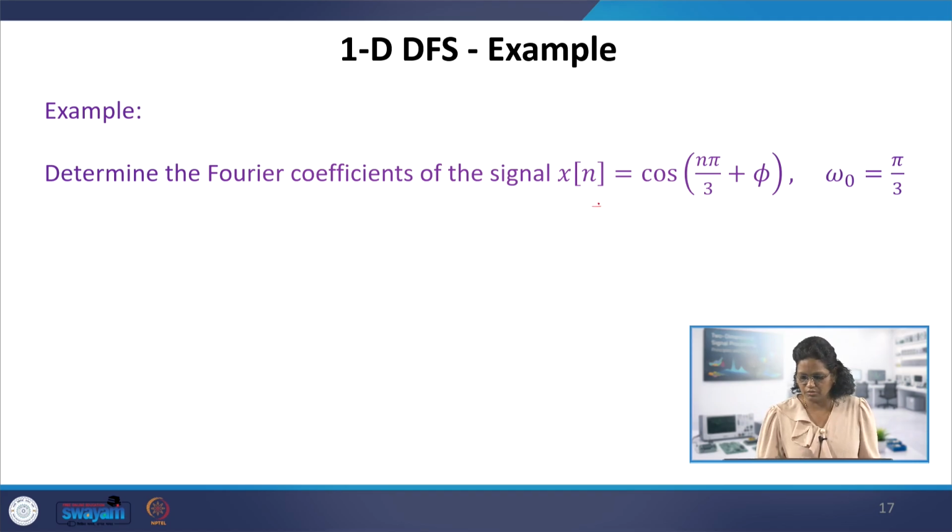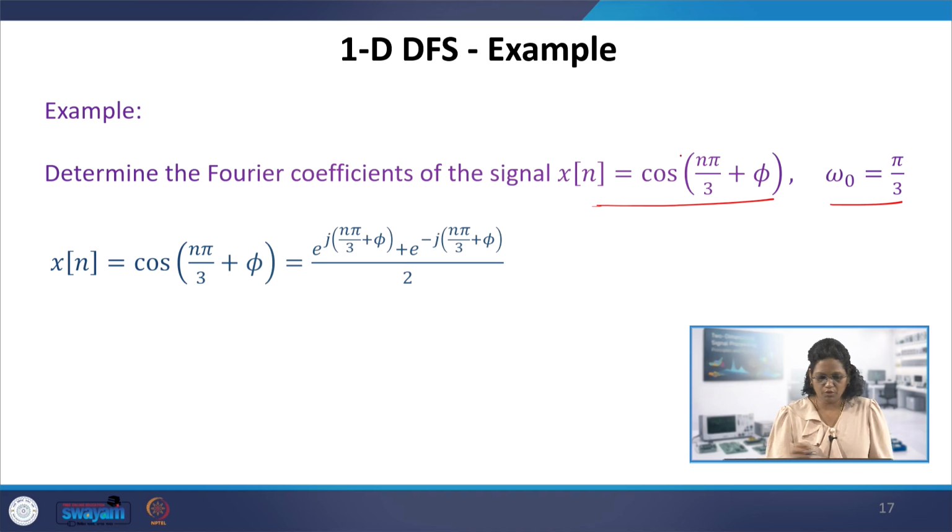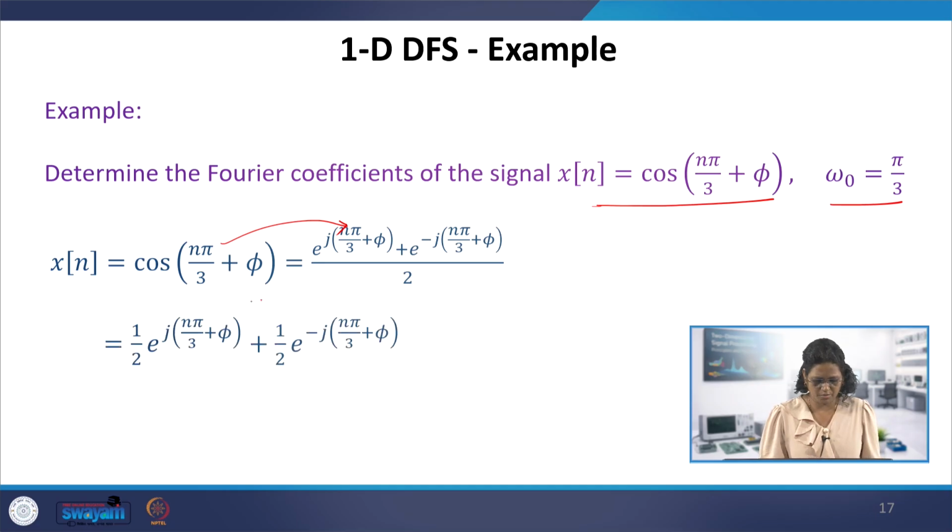And we take some examples of 1D DFS. We have x of n equal to cos of n pi by 3 plus phi. If this is a 1D sequence, what is the frequency of it? It is pi by 3, equal to 2 pi by N. Now, how do we express this in DFS? Taking this x of n, to get the DFS we get the coefficients from the analysis equation, but we can use the synthesis equation as well. So x of n can be written as e power j theta plus e power minus j theta, divided by 2, where theta is n pi by 3 plus phi. So now this is the expansion of this x of n.